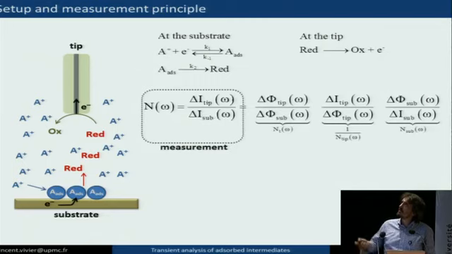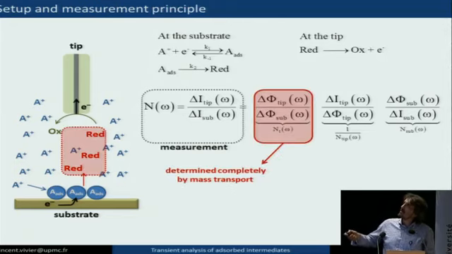But we can split this into 3 different contributions just by introducing the flux at the substrate. So I introduce the flux here for the substrate, and here for the tip. So this term here and this term. Now I can combine these terms, and the first term, which is the ratio of the flux at the tip to the flux at the substrate, is determined completely by mass transport of electroactive species from the substrate to the tip.